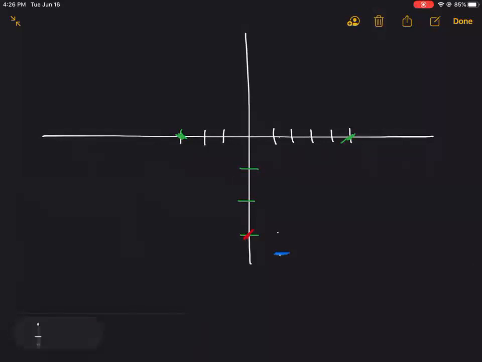So this graph will look like this. Oops, sorry. It should go past that point like this. Okay, this graph looks like this. Okay. That's your vertex.